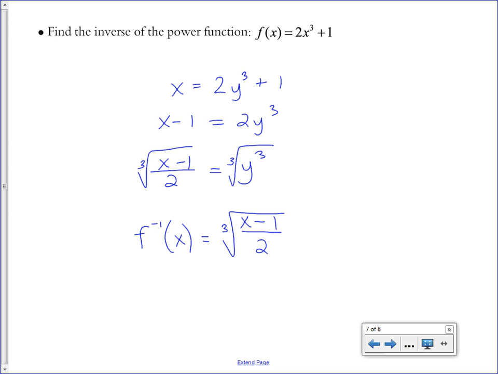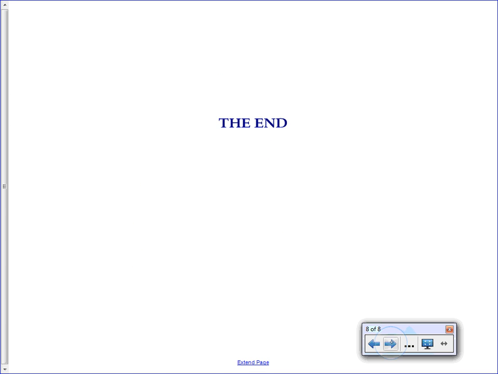And if you want to simplify it one step further to get the root out of the denominator, you can. You may or may not have practiced doing that, so I can leave the answer like this for now. And there's the inverse function of 2x to the third plus 1. And that is all.